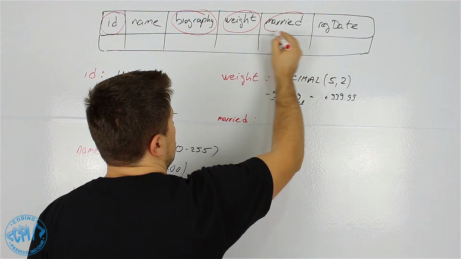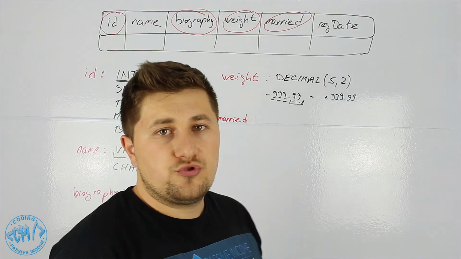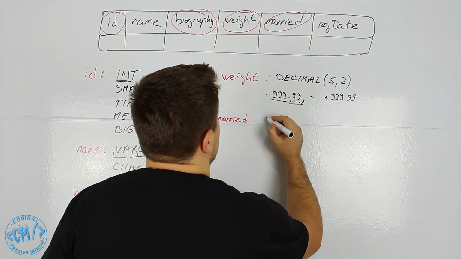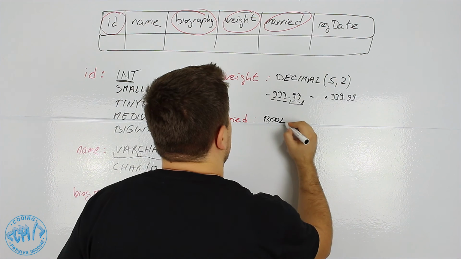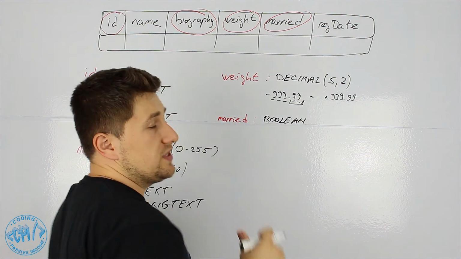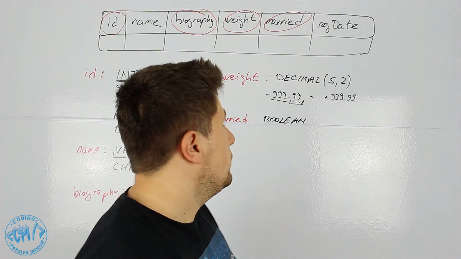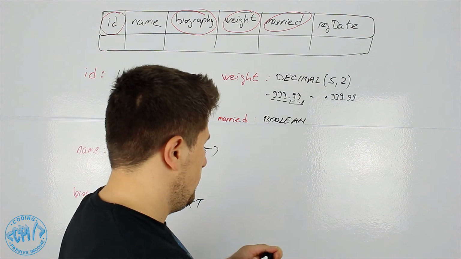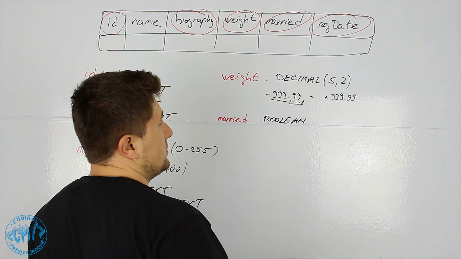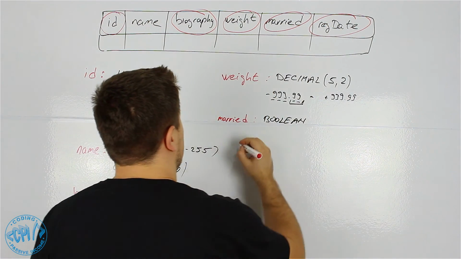For this one, it can be yes or no, true or false. And for that data type, we use Boolean. In the database, it will be represented like 1 or 0, which means true or false. And the last one is this one. It is the registration date of this user.